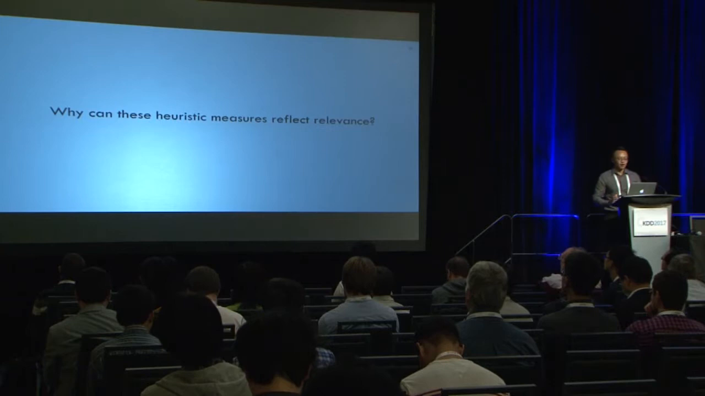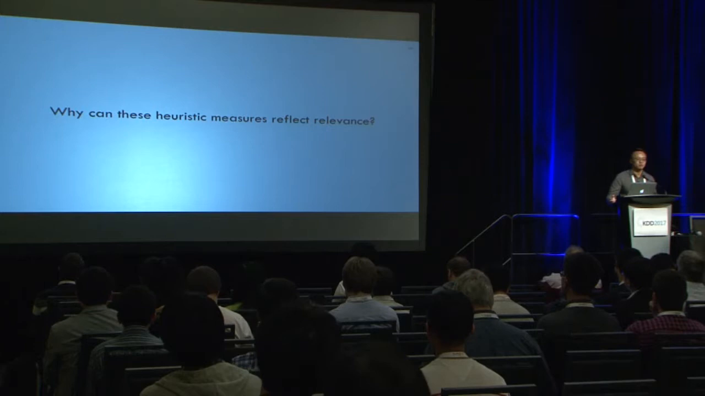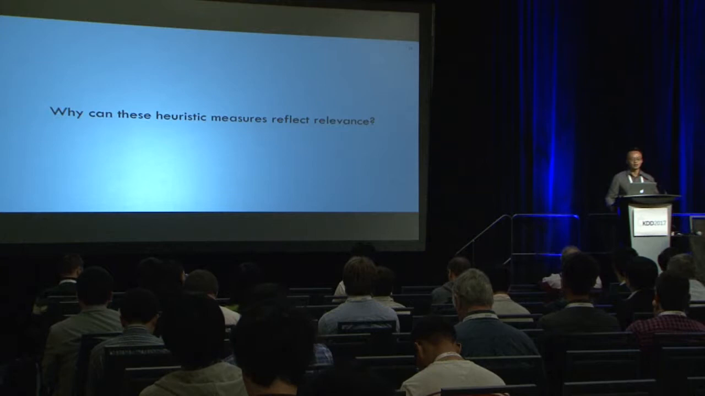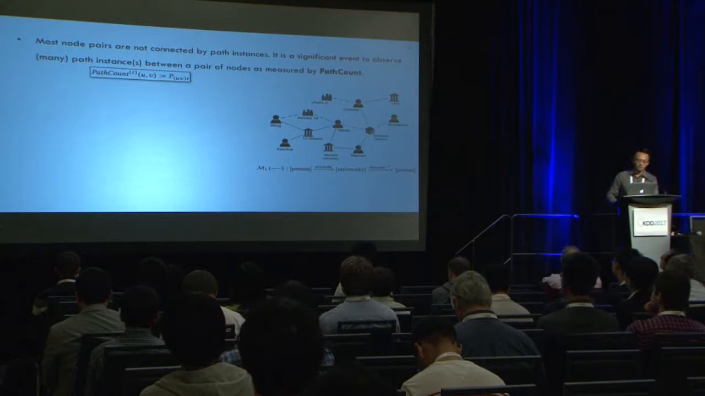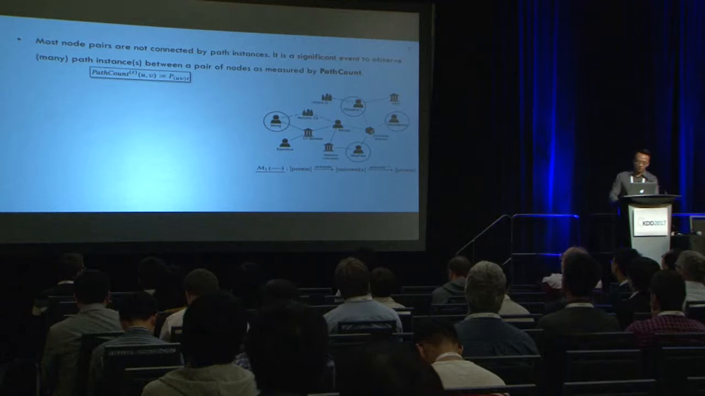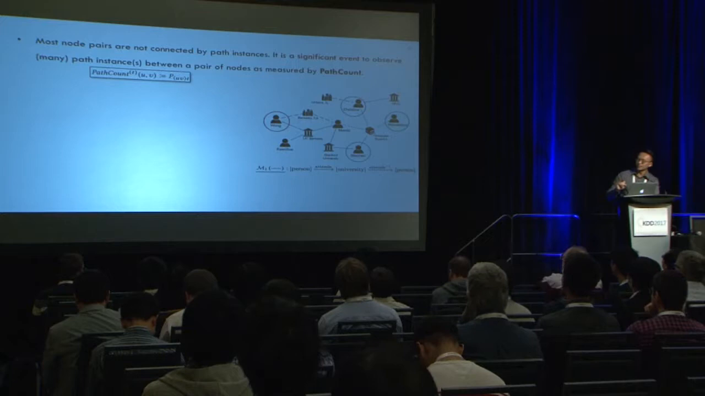Okay, now that we have these relevance measures, researchers have shown in different papers and experiments that they actually work. So we began to think, how can we understand these heuristic measures? Why can these heuristic measures reflect relevance at all? For this question, we have the following thinking. First, in a network, most node pairs are not connected by path instances under reasonable metapaths. Say, under this metapath, Wang is not connected; he doesn't have a single path instance to any of the other guys on the other side of the graph.